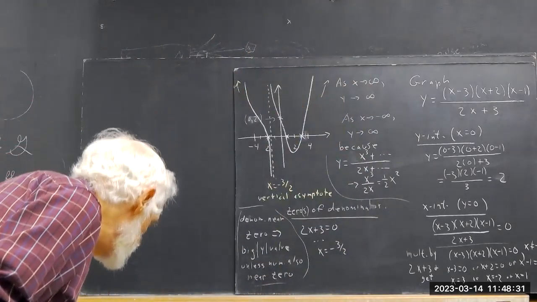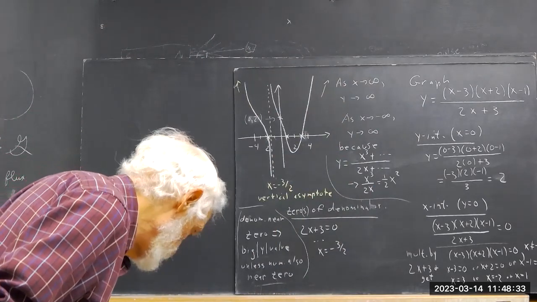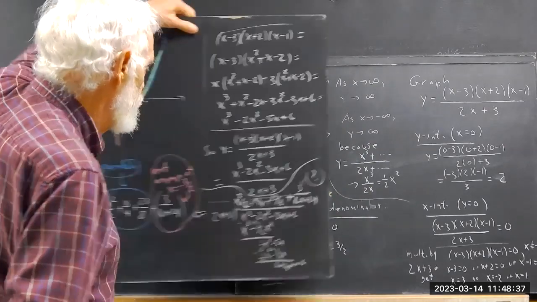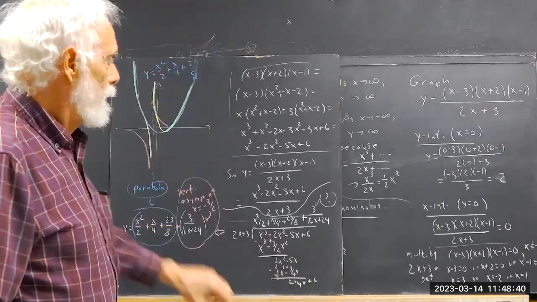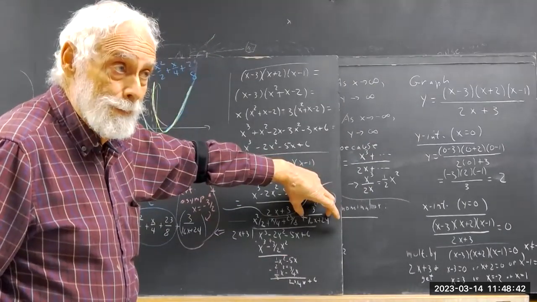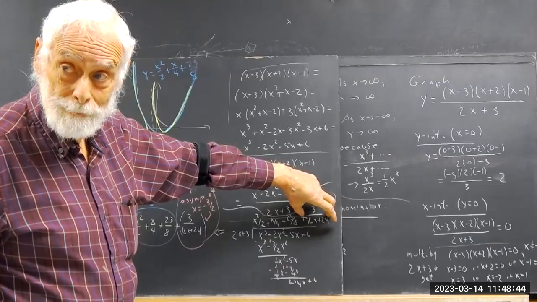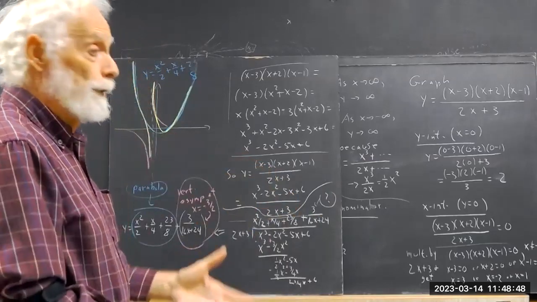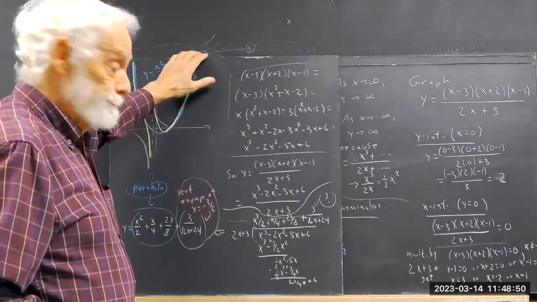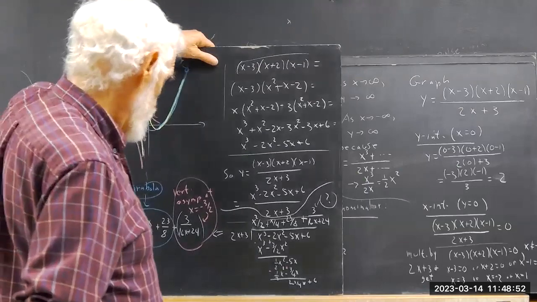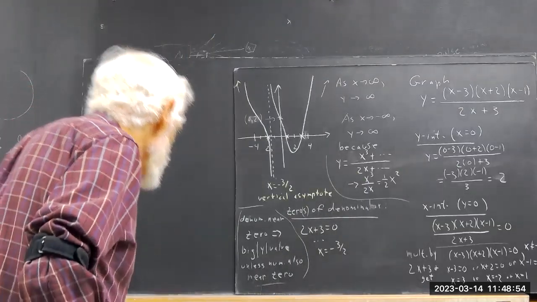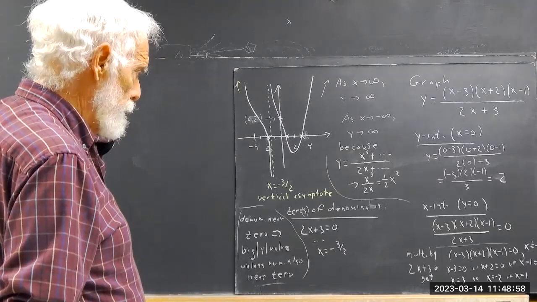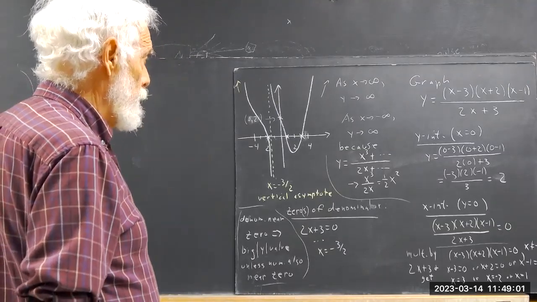Again, this remainder term gives us the asymptote. And this polynomial here gives us the long run behavior.